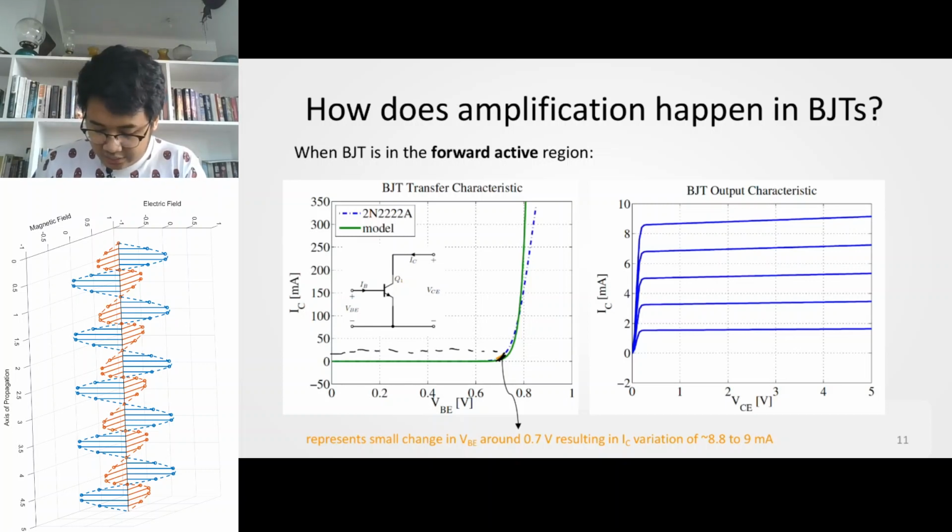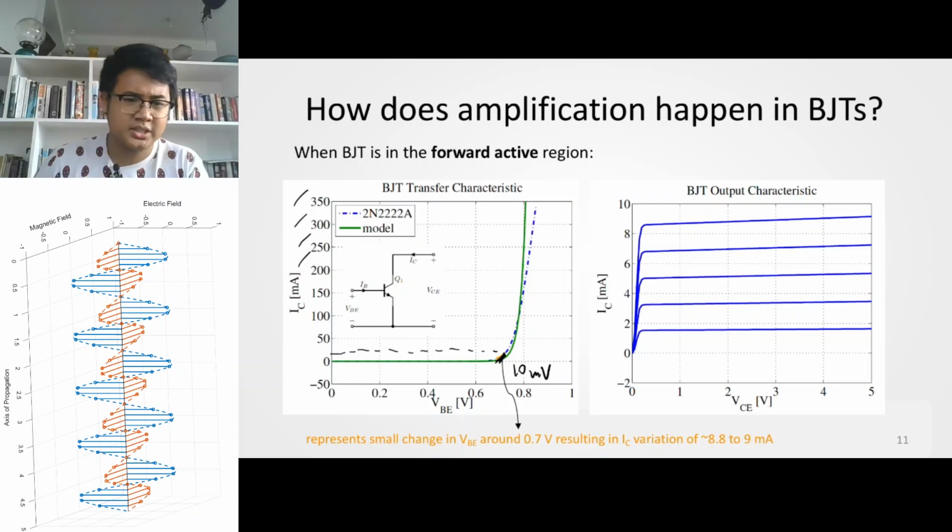Take note of the scale of IC here. It's by the 50 milliamperes. A small change in VBE, that is around 10 millivolts of change, right? Just 10 millivolts, very small change. There's already a fluctuation of 8.8 to 9 milliamperes, a variation of IC.